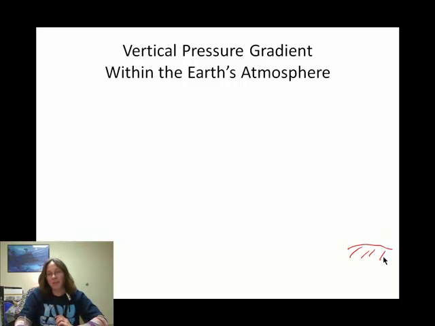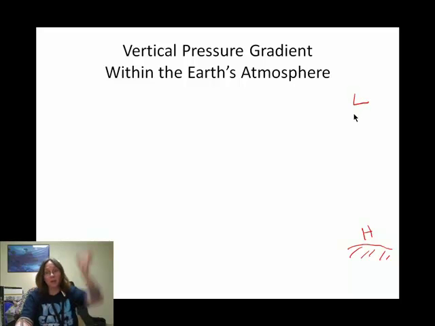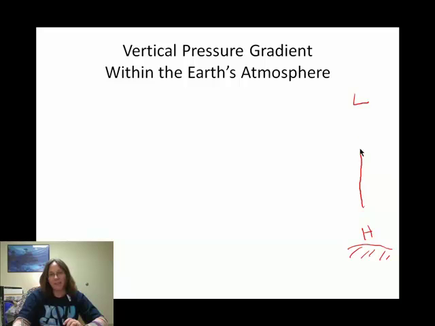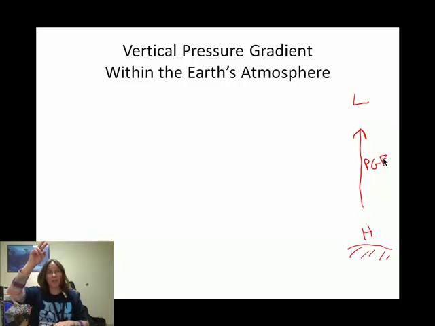So if this is the Earth's surface, we generally have a high pressure down here, and the pressure gets less and less and less, and we have a low pressure up here. That's the vertical distribution of atmospheric pressure. And so if we apply what we know about air wanting to relocate from a high to a low pressure, then we have this pressure gradient force, PGF, directed from the Earth's surface in all directions outward.